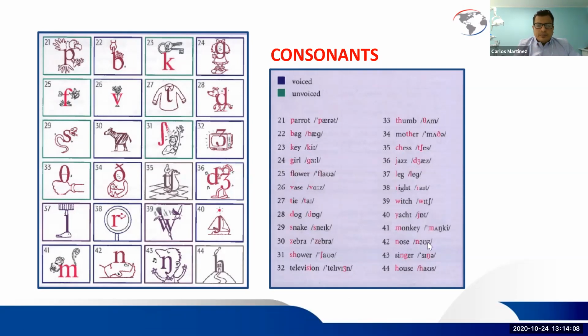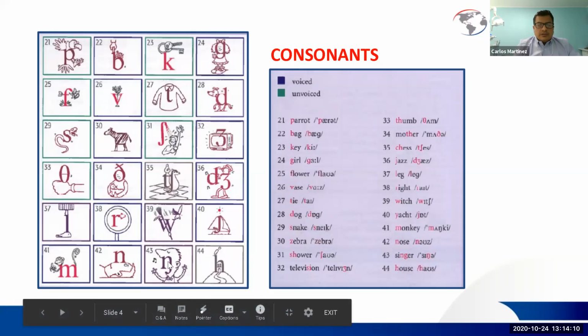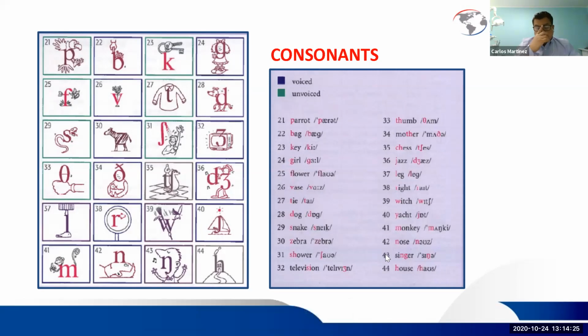Okay. Then we have the "ing" symbol, like a combination of a J with an N. This is "ing", like in singer. Okay, singer. And finally the H, which in English, you know, has a sound. It's not like in Spanish.